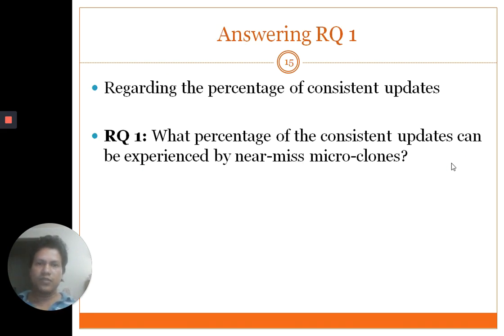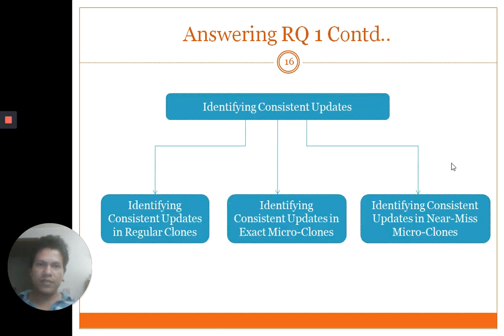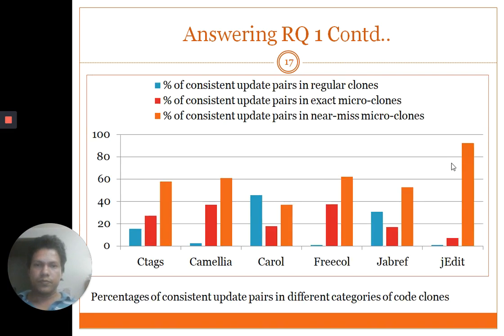Now we answer our first research question, which is regarding the percentage of consistent updates in regular code clones, exact microclones, and in nearest microclones. For answering RQ1, we first identify the consistent updates from the entire evolutionary history of our subject systems. And then we categorize these updates into 3 categories. That means the updates in regular code clones, in exact microclones, and in nearest microclones. We obtain this graph from our investigation, which contains 3 percentages: the percentage of consistent update pairs in regular code clones, in exact microclones, and in nearest microclones.